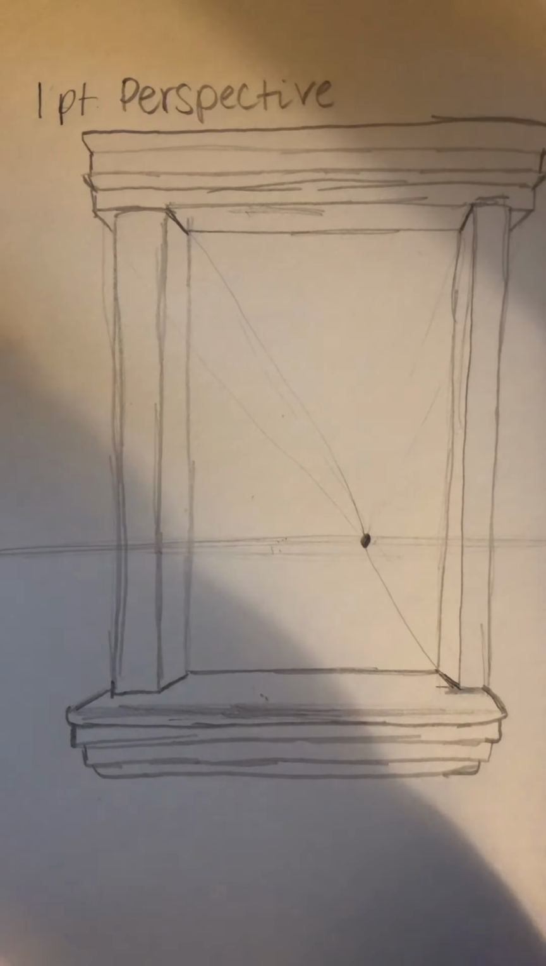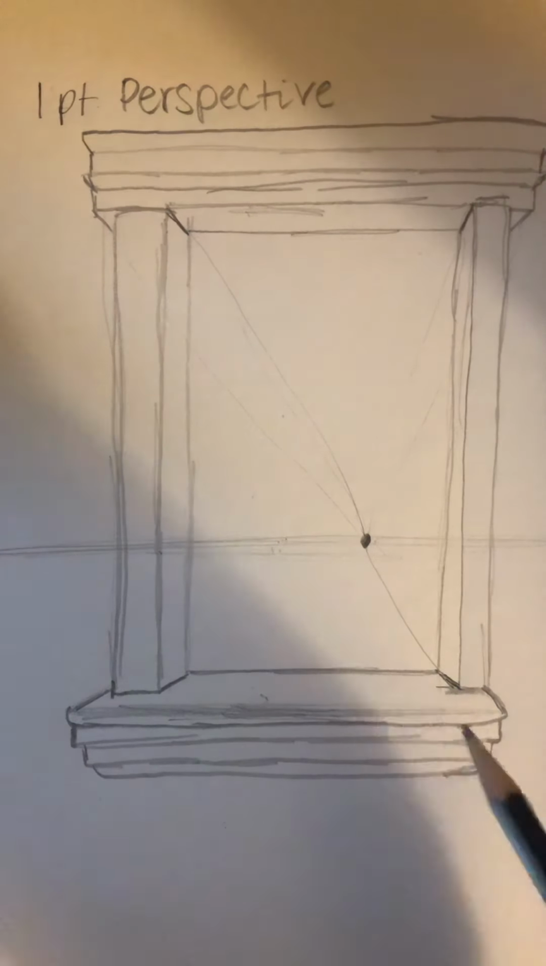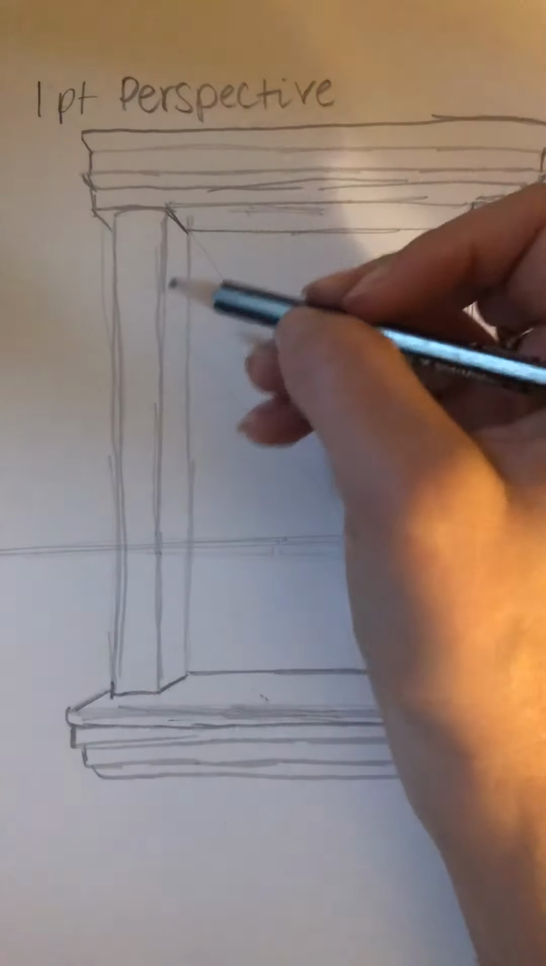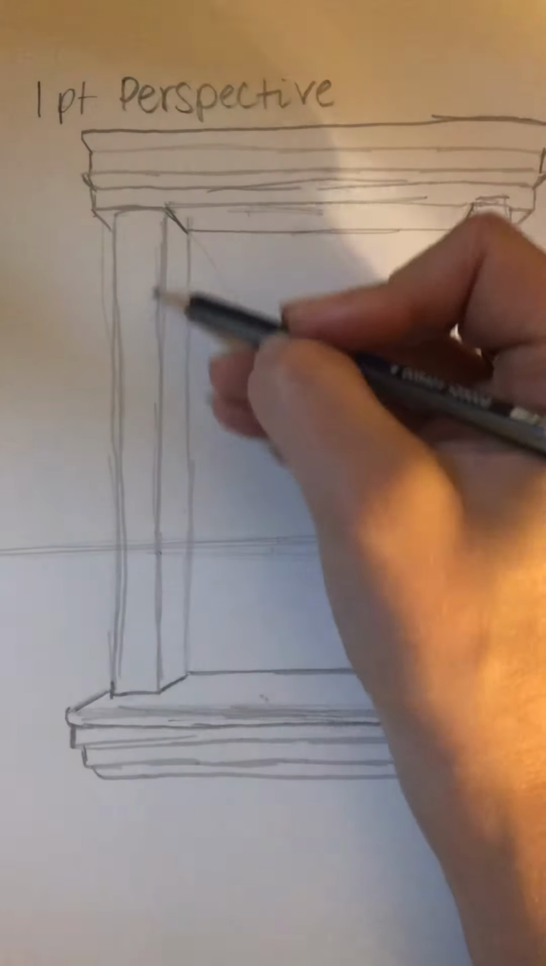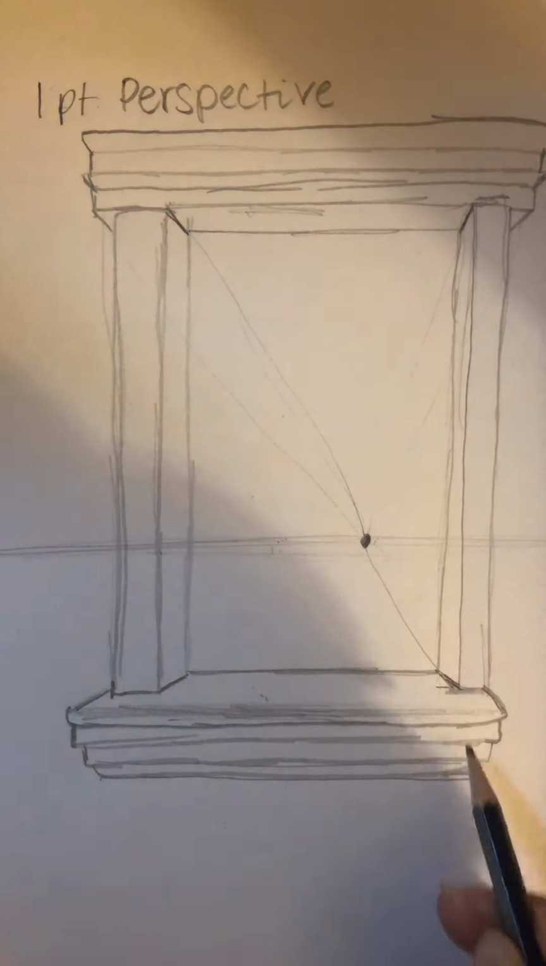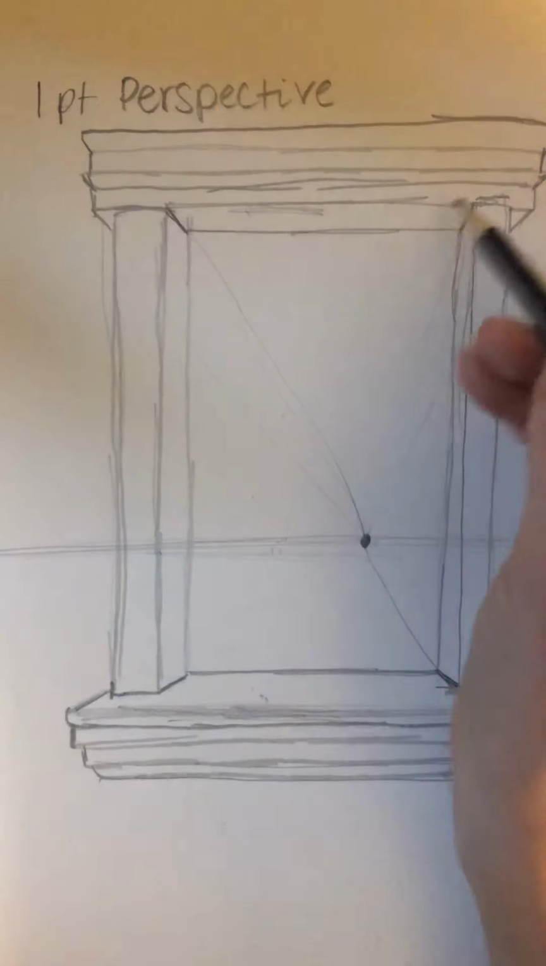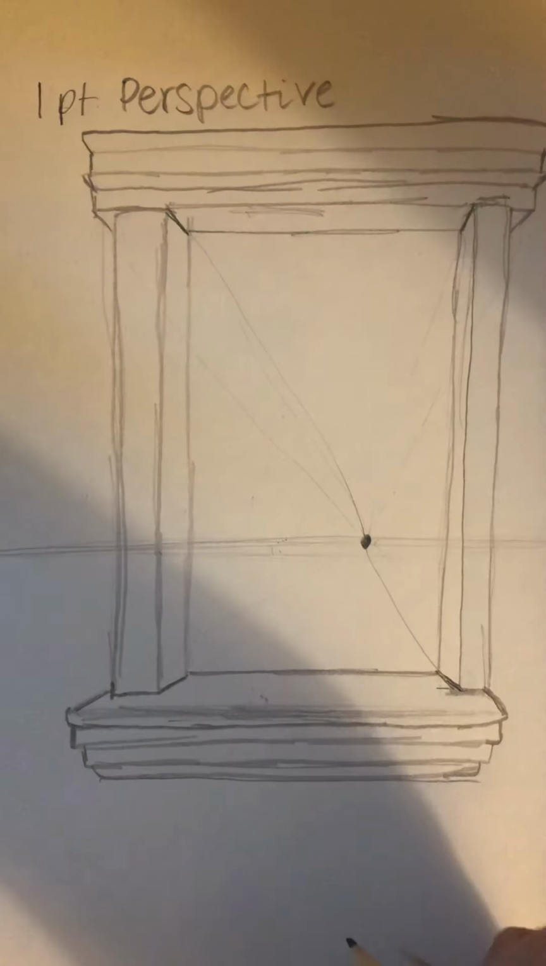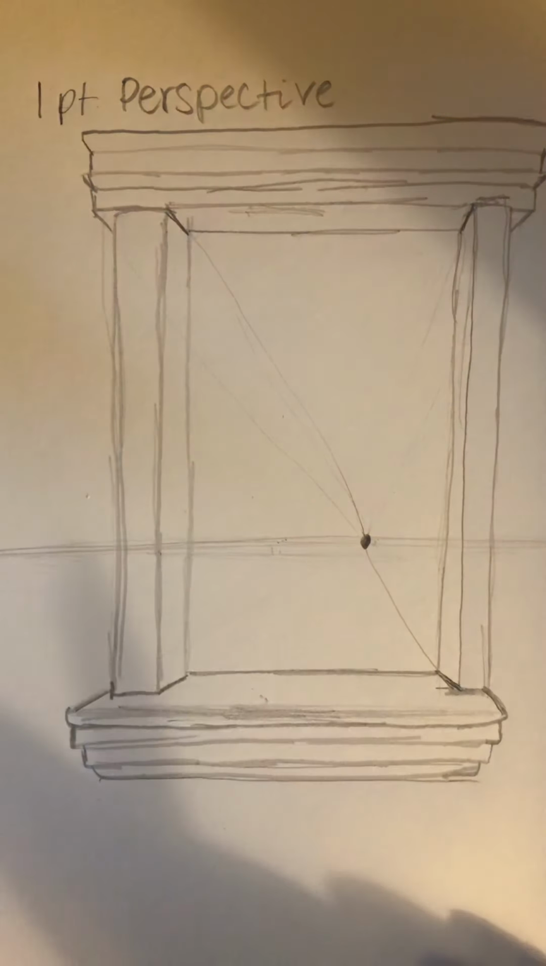Okay, so that's how you do it in 1-point perspective. You see that it's just all these vertical lines and some horizontal lines. And then all the lines that show depth should all meet at a vanishing point, okay? I hope that's helpful.